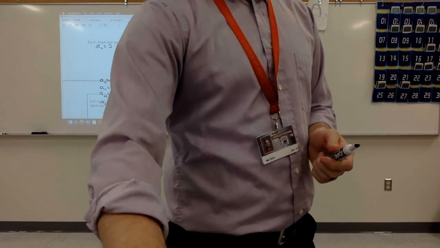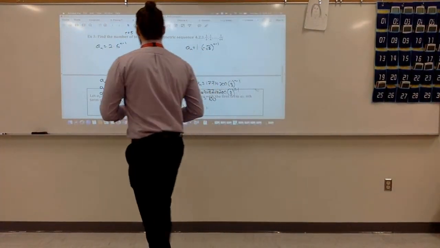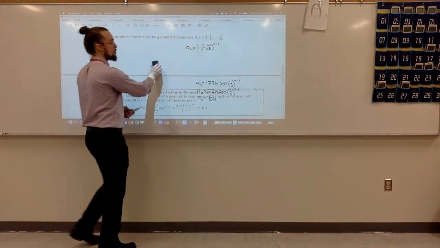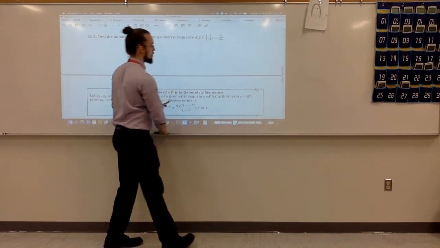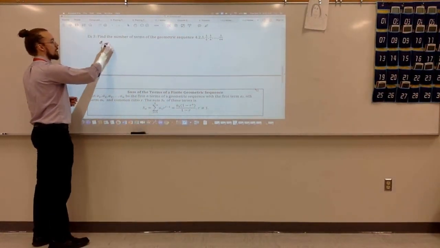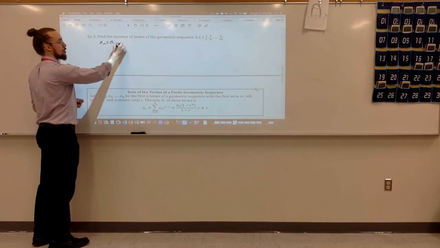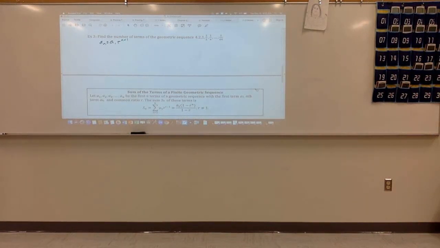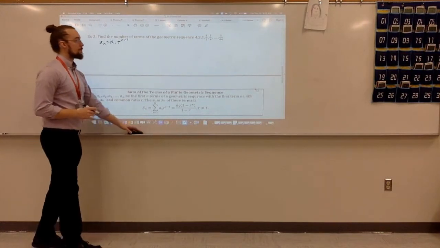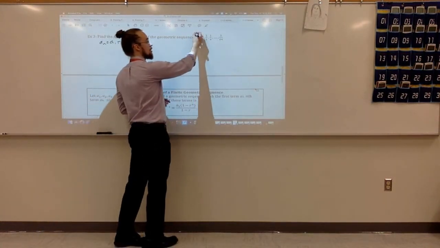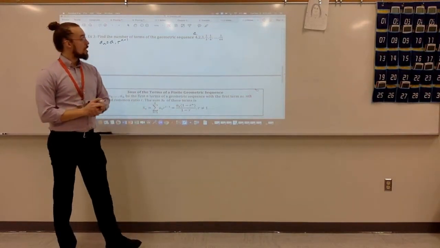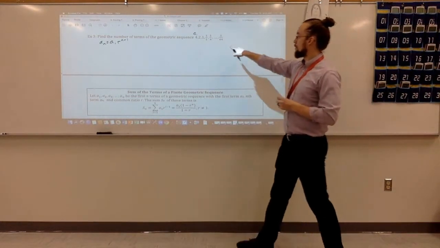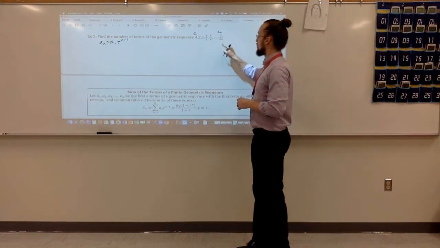All right, so on example 3 here, we want to find the number of terms in this sequence. So again, we're going to have to use our formula: a sub n equals a sub 1 times r to the n minus 1 power. We can get a lot of information out of what we have here. So I know my first term is 4. Now my a sub n, we're saying, is the final term, right? So my a sub n is going to be 1 over 64.